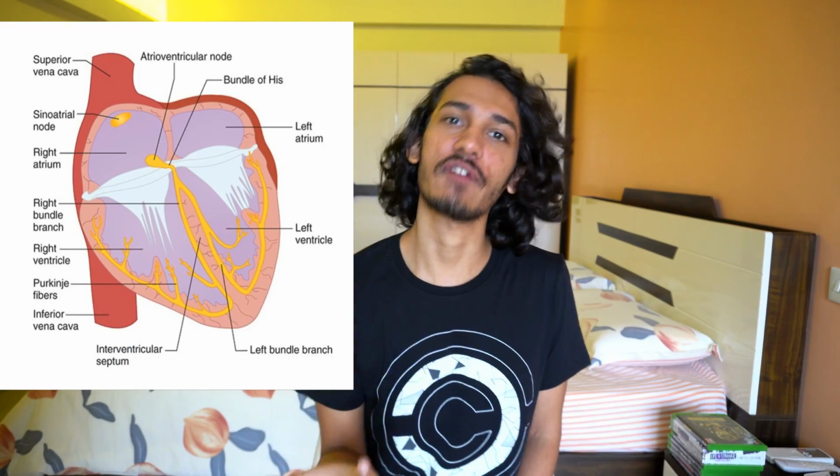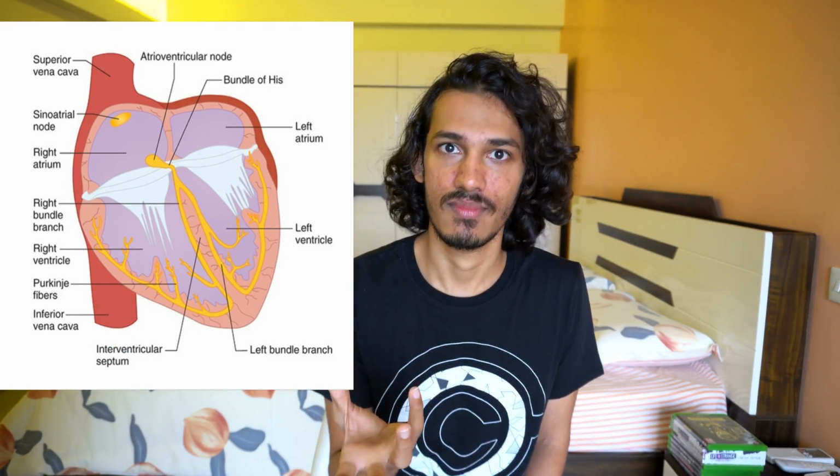So these tissues that I mentioned are kind of modified tissue. They are actually cardiac myocytes, but they are modified, with a few properties that are different. So these are the conductive tissue in the heart.